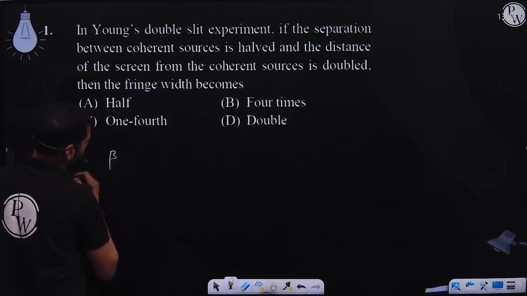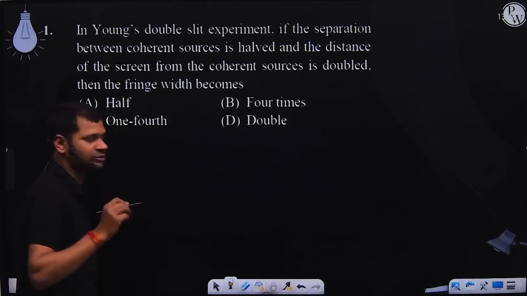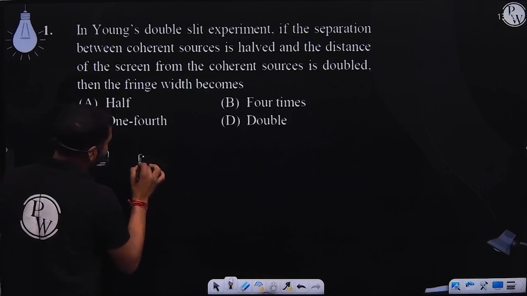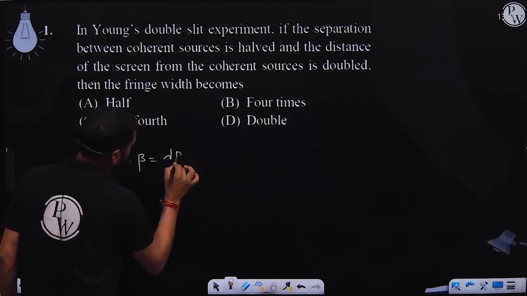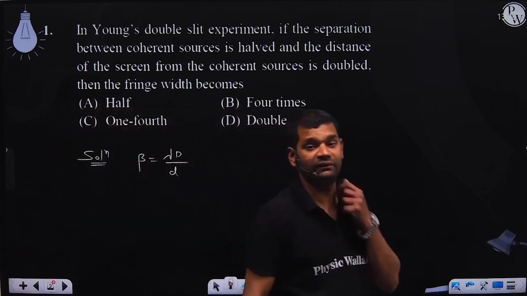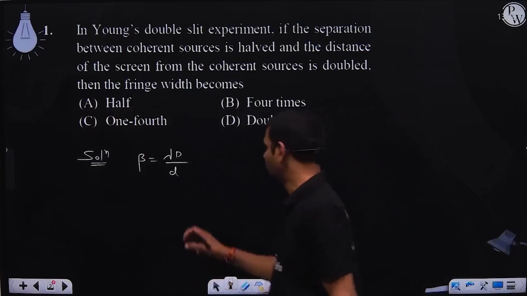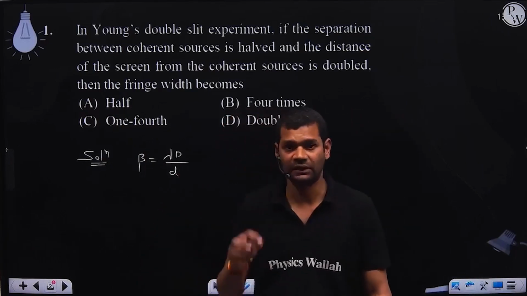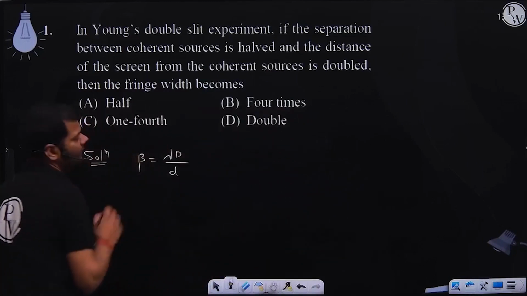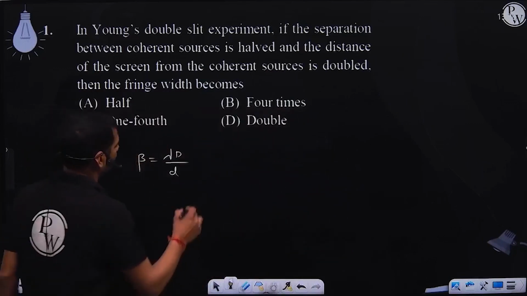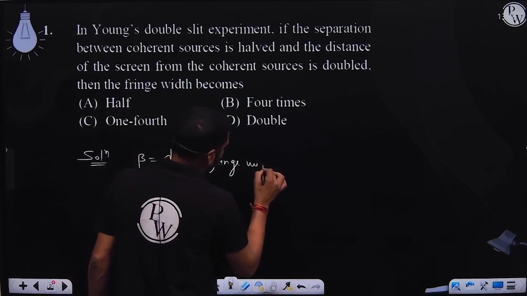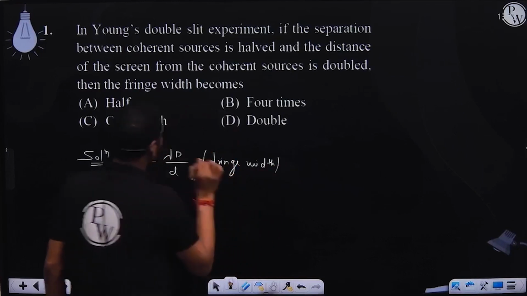What is fringe width? What will be the approach of solution? Beta is equal to lambda D by d, where lambda is the wavelength, capital D is the distance between the slit and the screen, and small d is the distance between the slits. So beta is equal to lambda D by d is our fringe width formula.